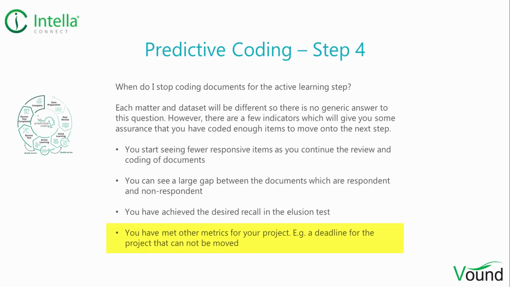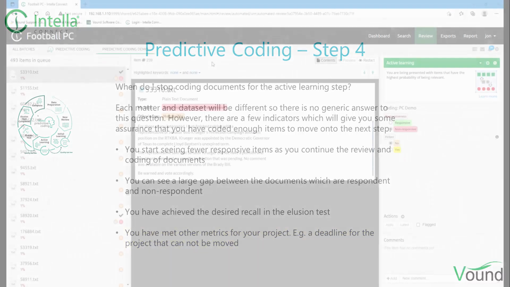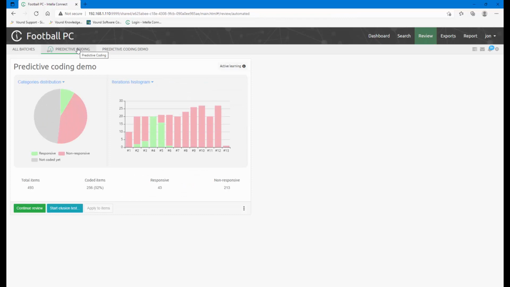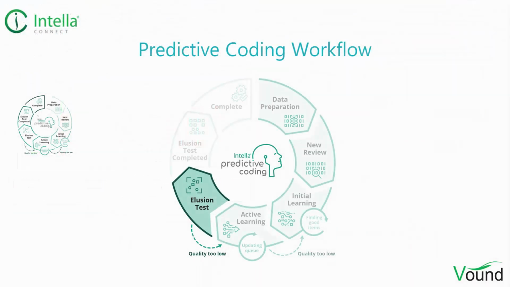Another factor is when you have met other metrics for your project. For example, you have reached the time allocated for the project. Once you have reached a point where you are confident that you have reviewed and coded enough items for the active learning step, click on the Predictive Coding tab. This will display the results of the learning iterations that have taken place so far. This is where we move to the next step in the workflow, which is the illusion test.